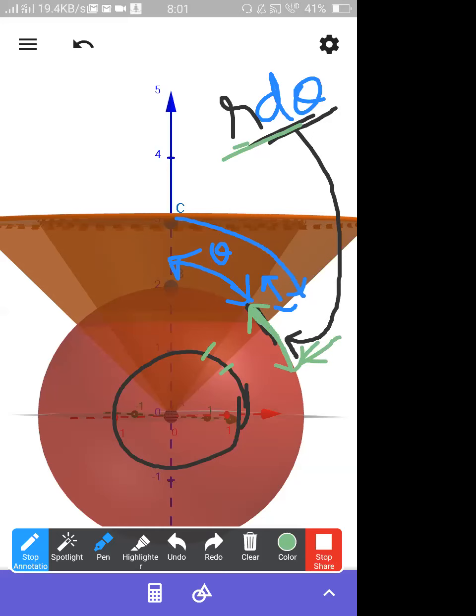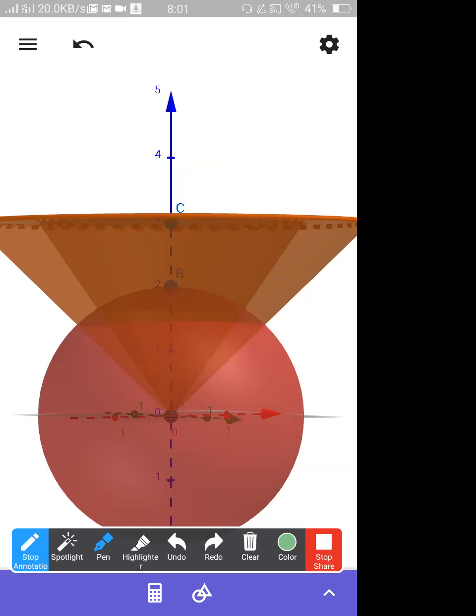But one more thing you have to note down: it is independent of d phi. What does that mean, sir? You can choose anywhere on that sphere. Say you can choose here also. What is the arc length? Same only, the same arc length.